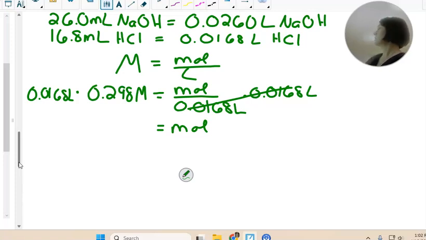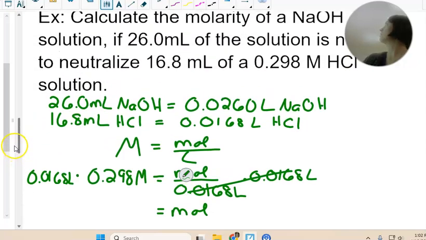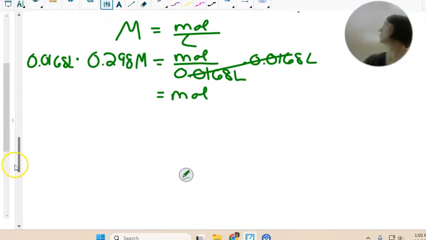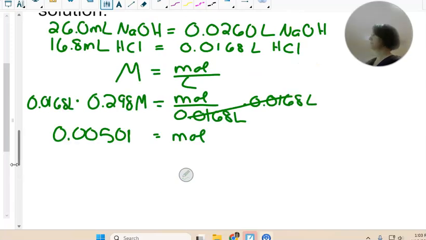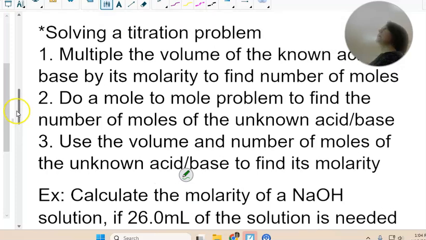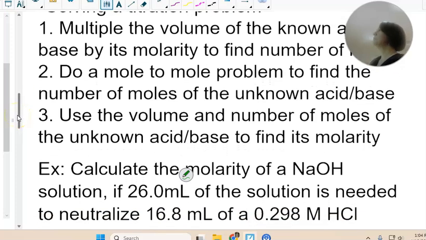0.0050064. So let's see, it looks like I have 1, 2, 3, 1, 2, 3, 1, 2, 3 sig figs. So 0.00, I'm going to start counting sig figs now, 50, and it's 0.6, so I'm going to round that to 1. And then my unit for moles obviously is moles, and just a reminder, we're dealing with HCl. Okay, my next step, number 2, do a mole-to-mole problem to find the number of moles of the unknown acid or base.